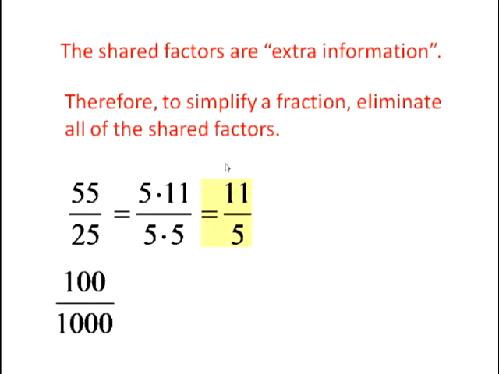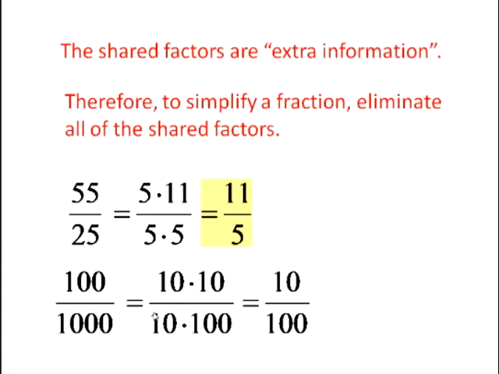Now let's look at another one. 100 over 1,000. Remember, when a number ends in 0, then 10 is a factor. So if I divide 100 by 10, I get 10. So 100 is 10 times 10. And if I divide 1,000 by 10, I get 100. So this is 10 times 10 over 10 times 100. I'm going to cancel out these two 10s here, and I get 10 over 100.